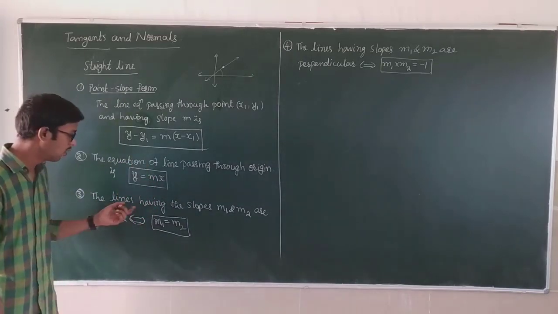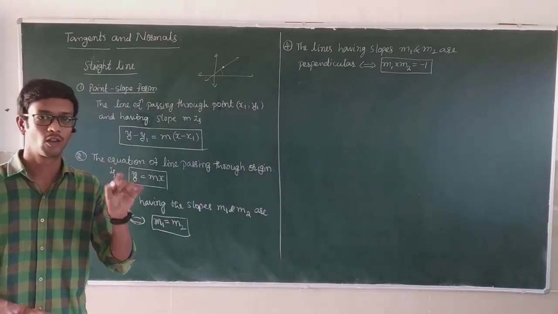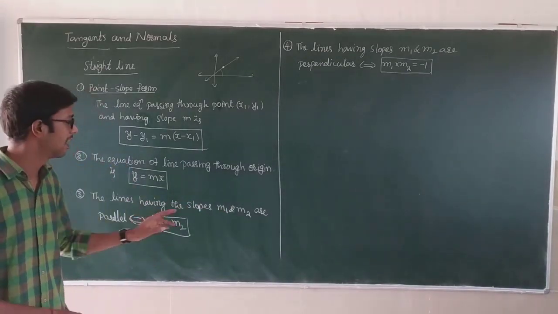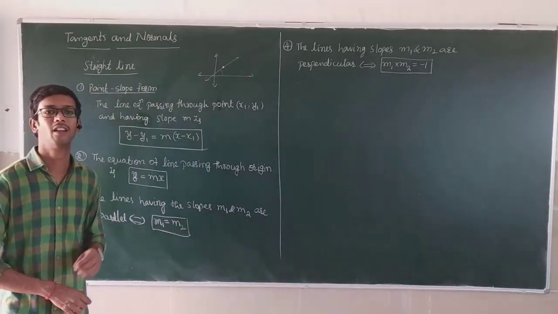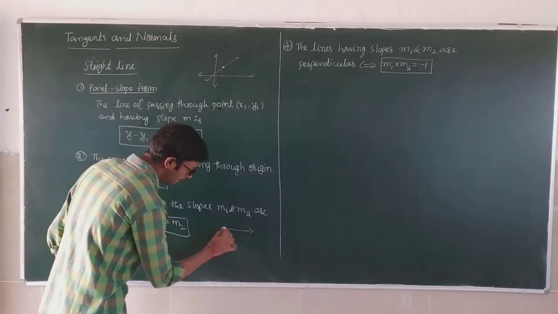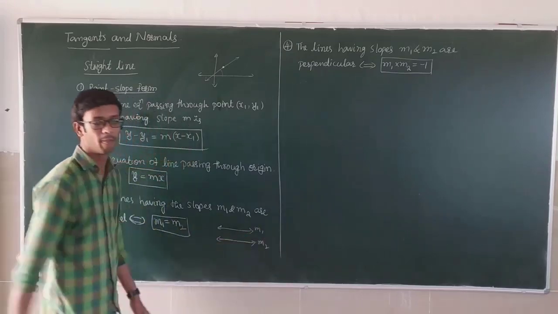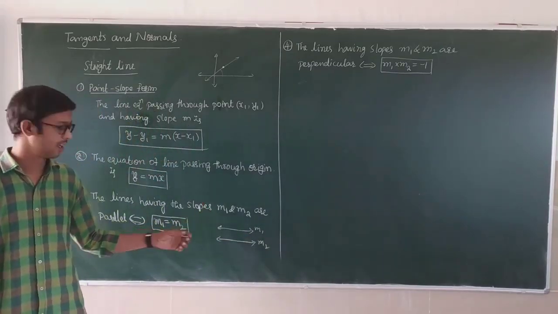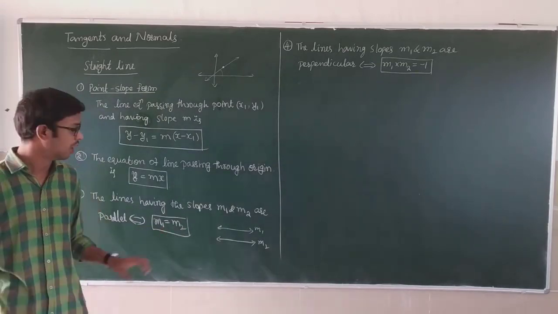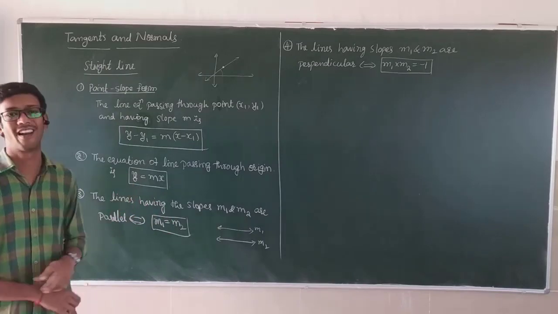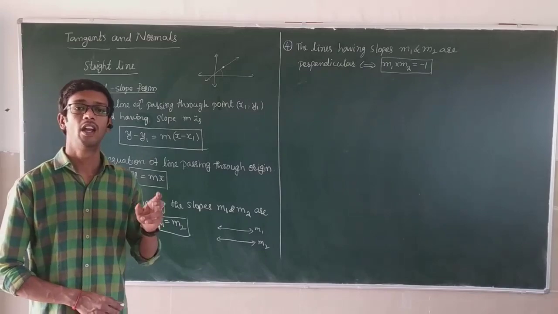Next, two lines having slopes m1 and m2. One line having slope m1, another line having slope m2. When two lines are parallel, the slopes are equal, m1 is equal to m2. Then the two lines are called parallel lines. The parallel lines condition is that the two line slopes should be equal.